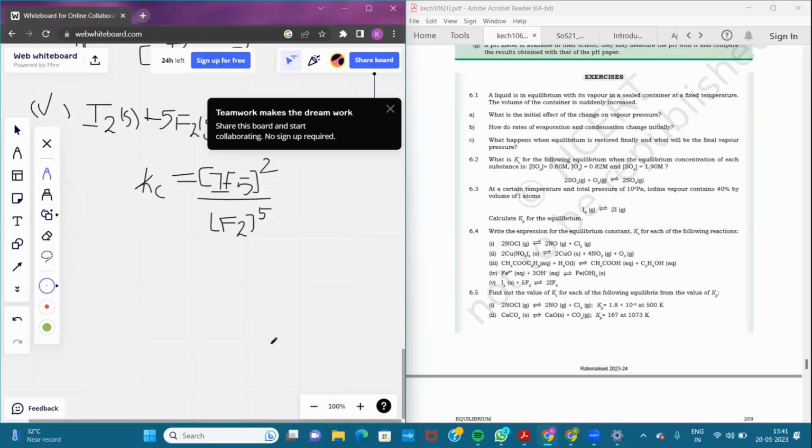will not be included in the equilibrium constant expression. That is more important. Even by mistake, we should not mention that. It will affect the expression of equilibrium constant. So we'll proceed with the next question.